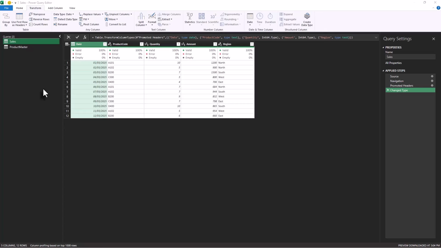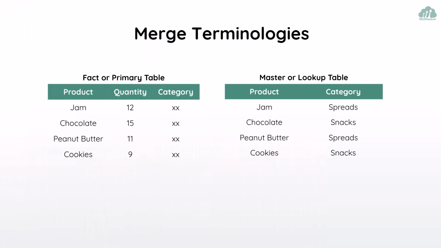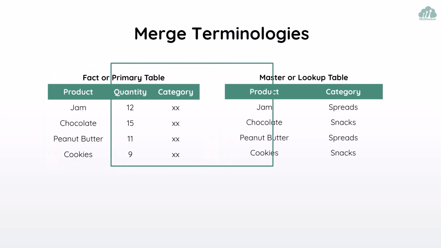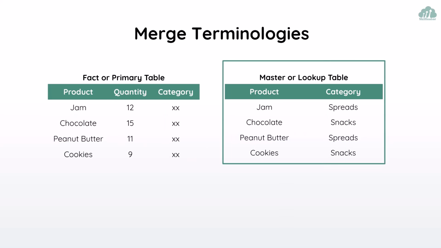There are a couple of terminologies you will need to remember related to merging queries. The table you want to bring the new information into, or the table in which you want to add the new columns, is called the primary table. Sometimes you will also hear it called the fact table. In our case, the primary table is the sales table. And the table you are pulling the information from is called the lookup table, or sometimes also called the master table. In this example, that's the product master table.